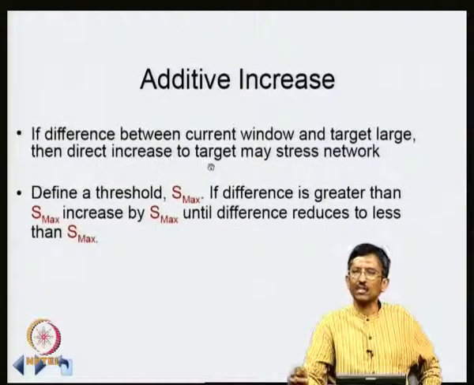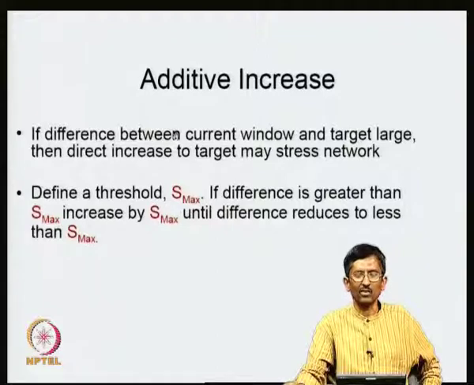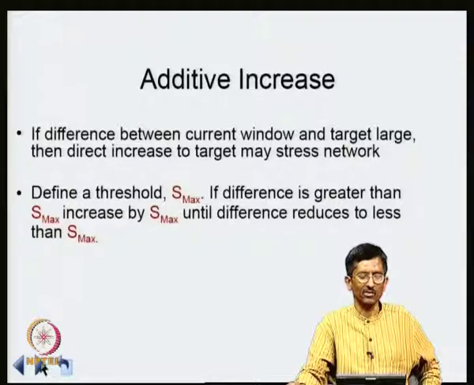Now, it turns out that this also can get into some problems, basically because if the difference between the current window and the target window is very large, then directly increasing it might stress the network. To avoid this kind of stressing, you can define some thresholds. Basically, you come up with the difference. If it is bigger than that threshold, you actually increase it only by the threshold, till finally the difference is less than the threshold. So, various people have tinkered with this kind of algorithm, and various improvements have been made.